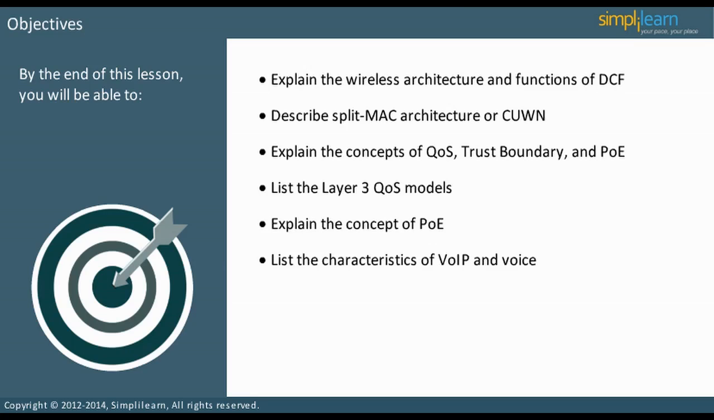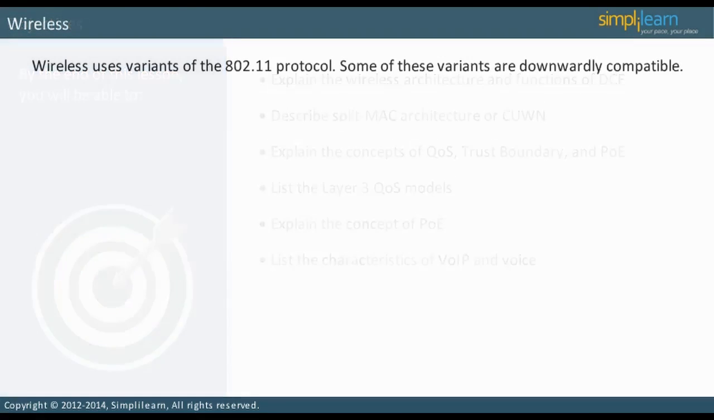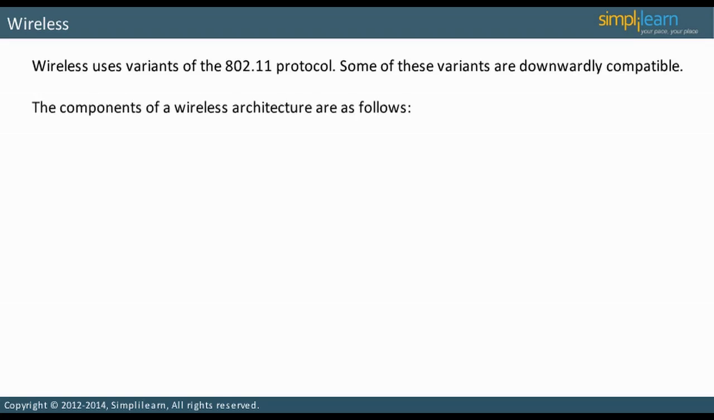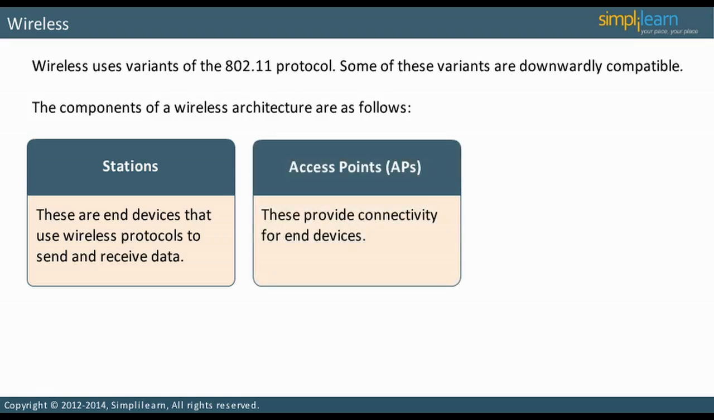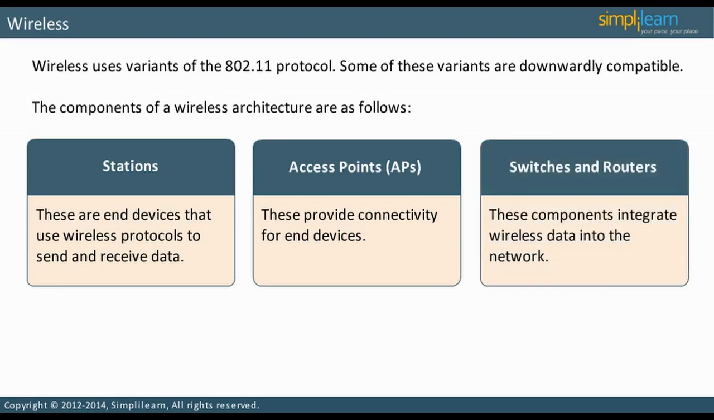Let us start our discussion with wireless. Wireless uses variants of the 802.11 protocol. Wireless architecture involves numerous components. There are stations, which are end devices, such as PCs that use wireless protocols to send and receive data. The next component is the access point, or AP, which provides the connectivity for the end devices. Switches and routers are also components in integrating wireless data into the network.